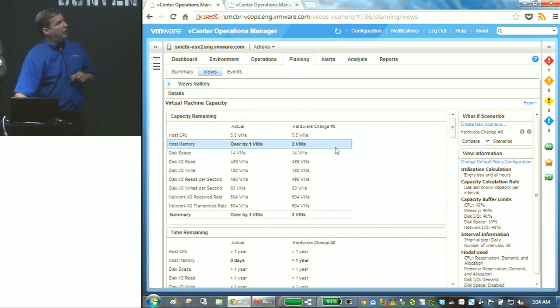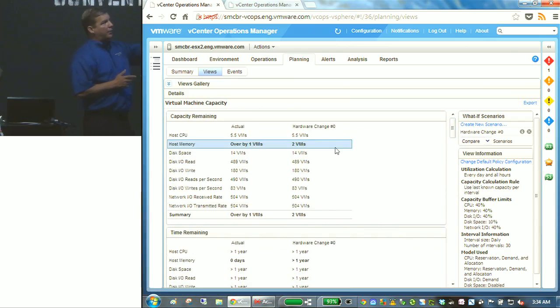So just by simply saying, okay, what happens if I increase my memory to 64 gig, I have solved my problem right here. I've gone from over to 2 VMs remaining. My trending has changed. Now I have greater than a year remaining, where I had 0 days and so forth.